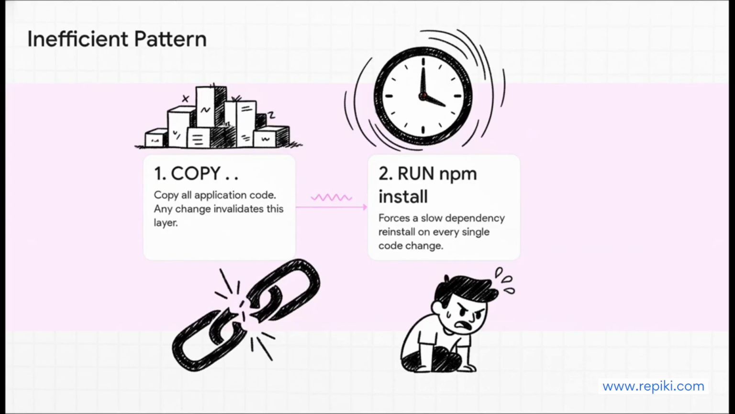And here is the classic mistake. You copy all of your code first, and then you install all your dependencies. So what's the problem with that? Well, if you change a single line of code, even a comment, that copy layer gets thrown out and you are forced to reinstall all of your dependencies from scratch every single time. It is just painfully slow.